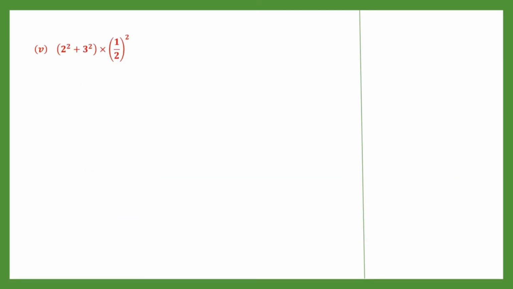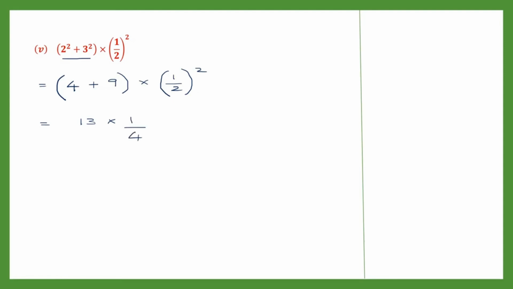Question 5. Here we have within brackets 2 square plus 3 square. So that's not negative, that's positive. So we can do that easily. 2 square means 2 twos are 4 plus 3 square is 3 threes are 9. So 4 plus 9 into the square of this, 1 by 2 the whole square. So this becomes 4 plus 9 is 13 into 1 into 1 is 1. 2 into 2 is 4.